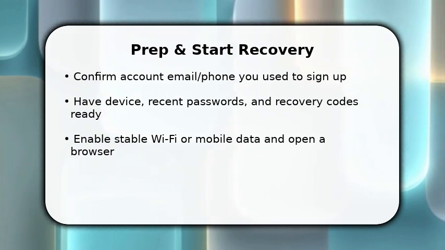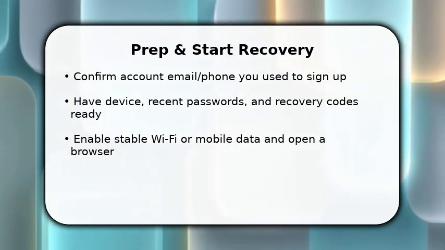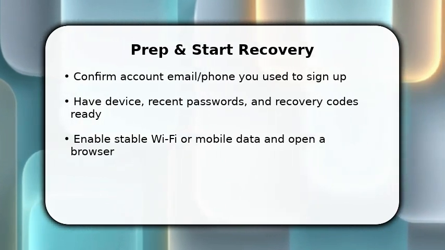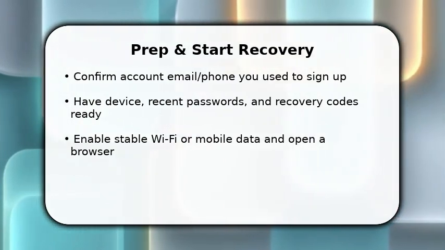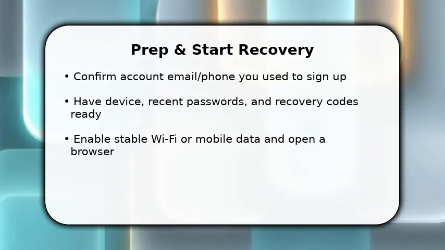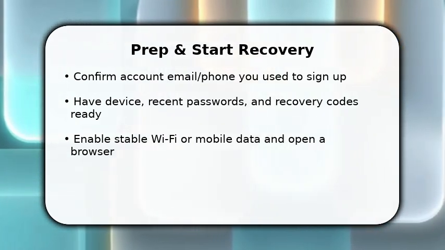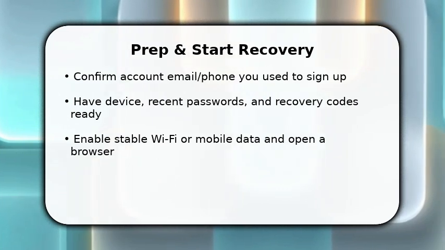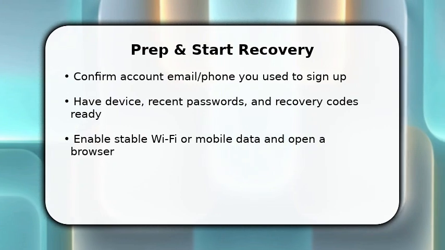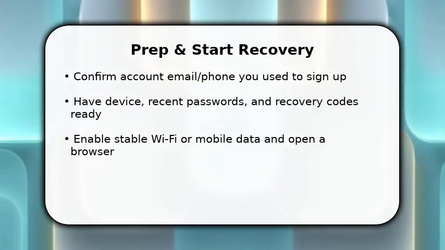Open accounts.google.com, and choose Forgot Email or Forgot Password depending on the issue. You'll enter identifying details. This narrows recovery choices and signals ownership. Google uses device history and known credentials to verify you, so using familiar info speeds approval.